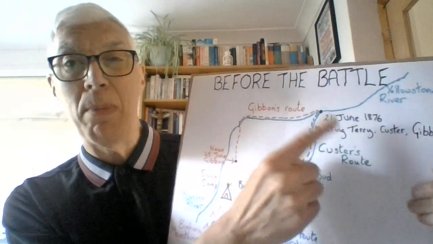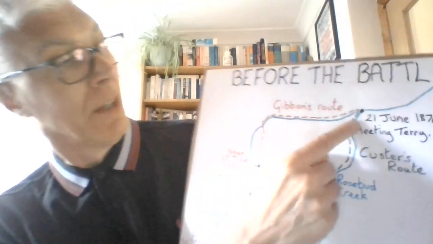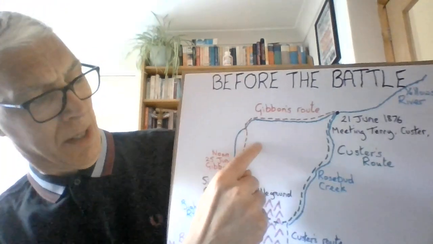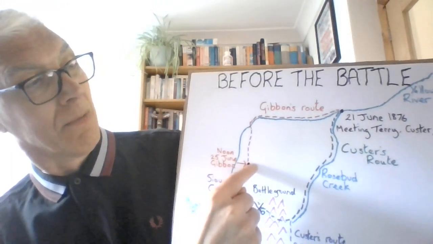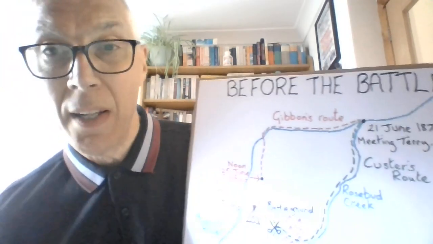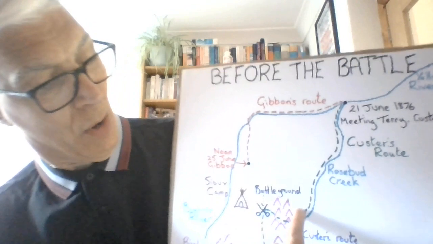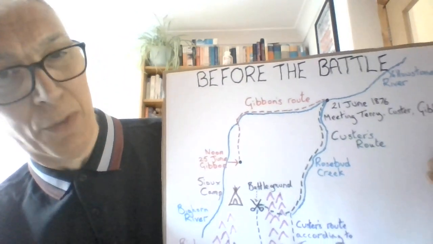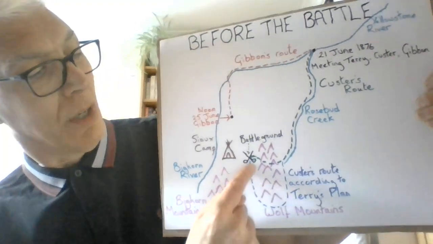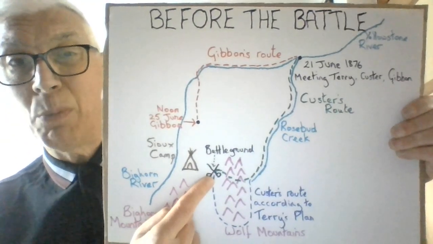At this plan, ladies and gentlemen, it was agreed, Gibbon, you go this way, all the way down the Bighorn River, taking your men with you. Custer, you go down Rosebud Creek, round the bottom of the Wolf Mountains, ladies and gentlemen, and you will come up and attack the Indians from the other side. It was a sensible plan.